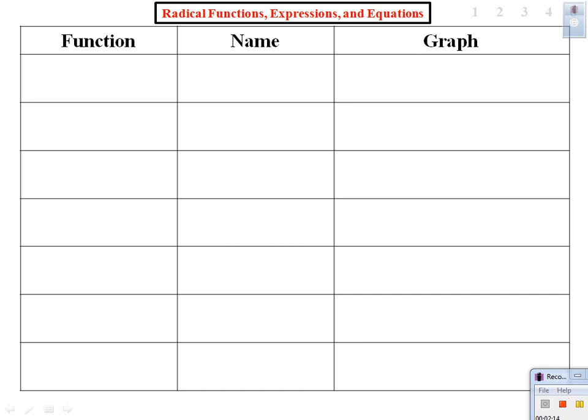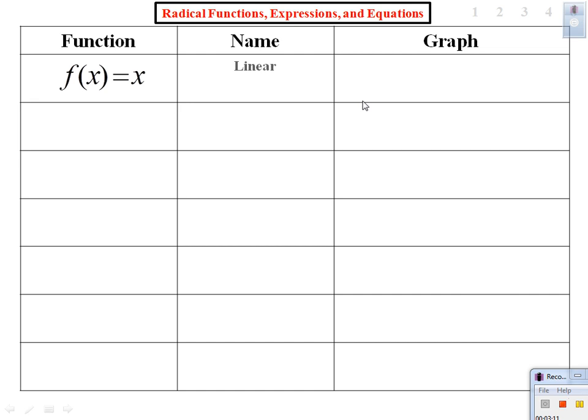So here's the first function. Ready? When you guys were baby Algebra 2ers in my class, I gave you this one first. f of x equals x. Copy that one, and then write the name of it. See if you remember the name of that one. How about a linear? Very good. And of course, the graph is a line.